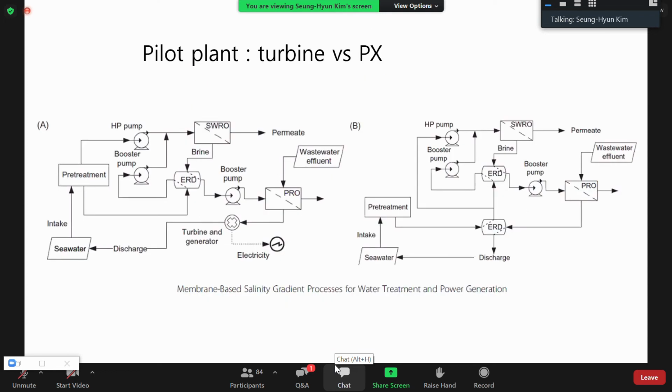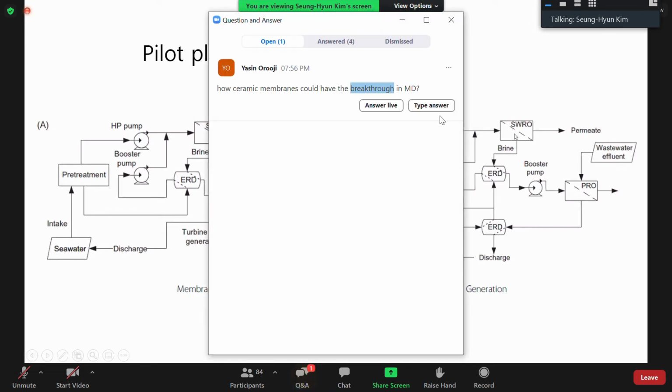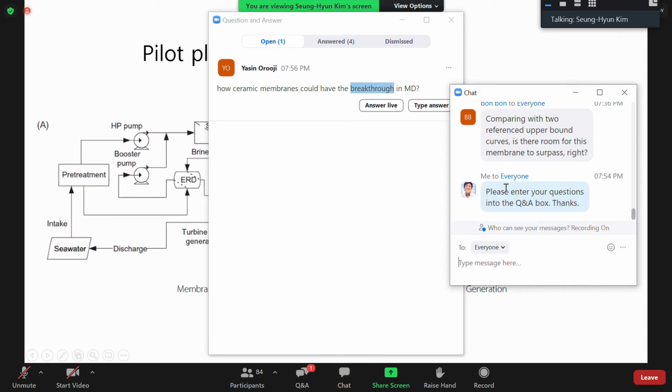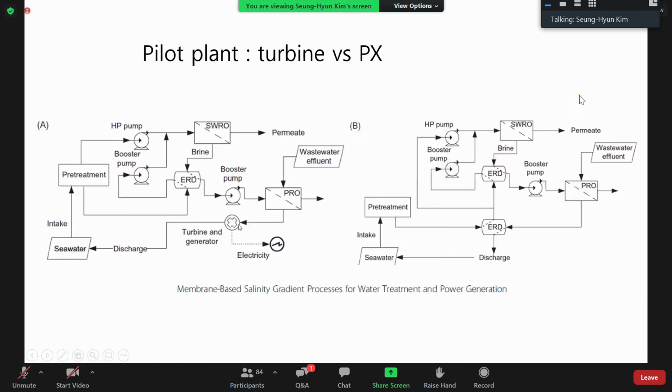And we built 2 pilots, a small pilot and a larger pilot. This one is 240 ton per day. This one is about 20 ton per day. And the difference between these 2 pilot plants is the energy recovery device. In this one we installed a turbine. This one just has pressure exchangers.